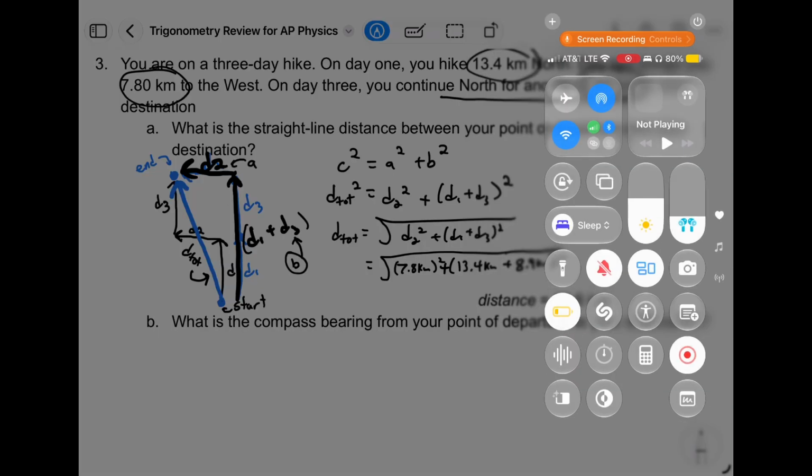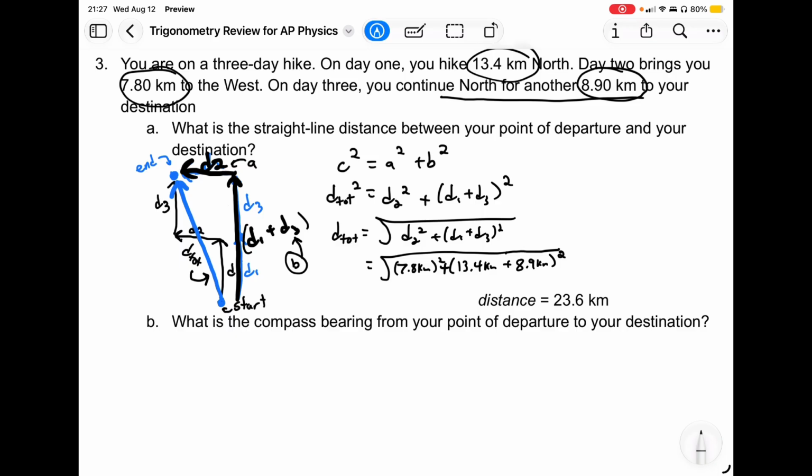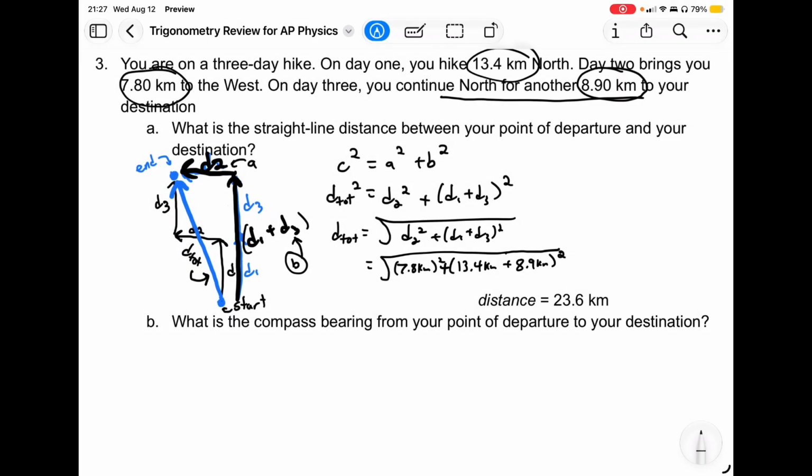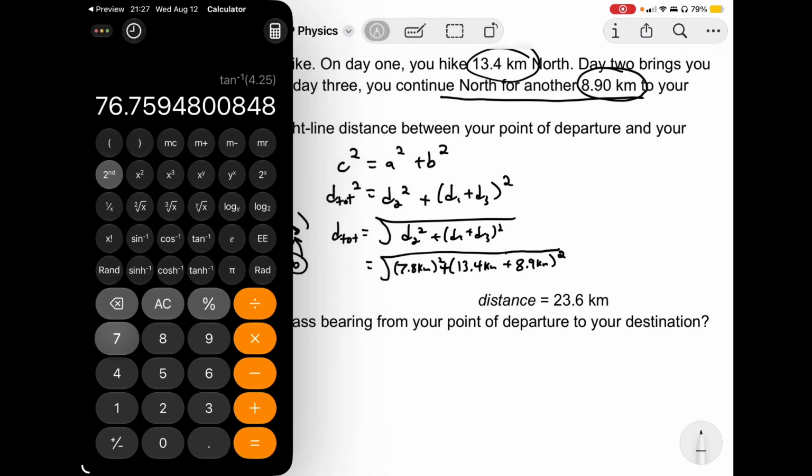So we're going to plug that into our calculator. We got 7.8. Maybe my calculator is going to show up, maybe not. Cool, good, wonderful. There it is. All right, so we'll take 7.8. We're going to square that. Plus, I'm going to put in parentheses 13.4 plus 8.9. We'll end that parentheses, and then we'll square that. And then our total under the square root is 558.13. We'll take the square root of all that, and we'll end up with 23.6.